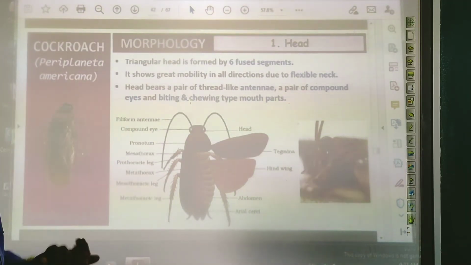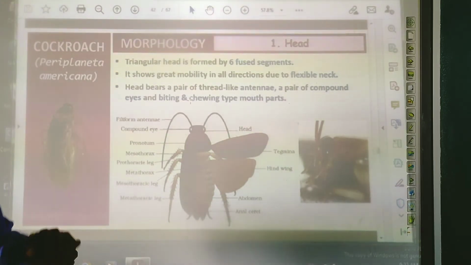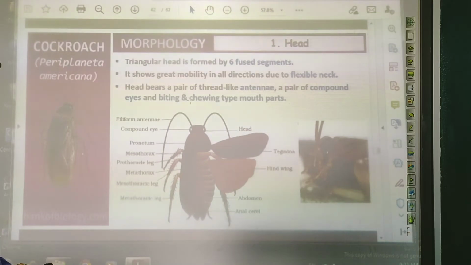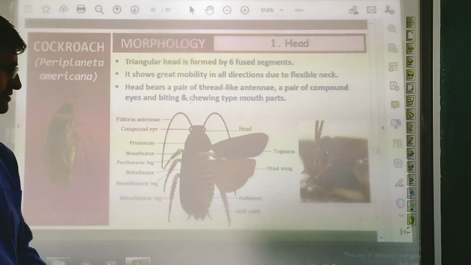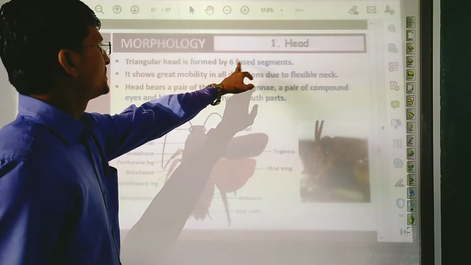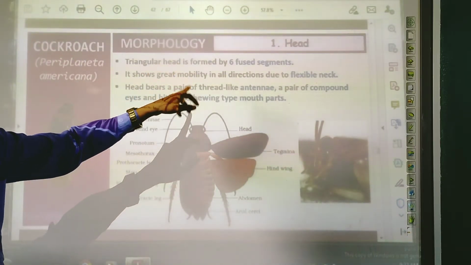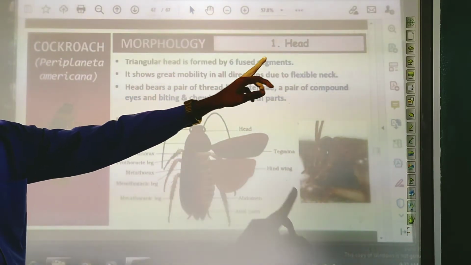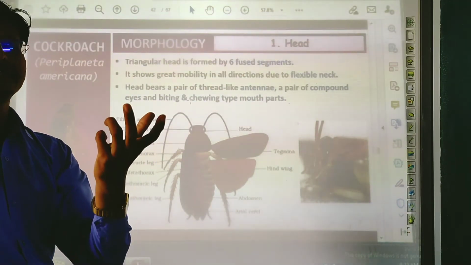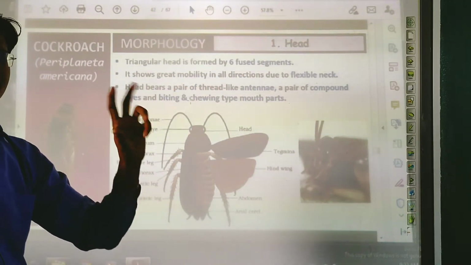So here first we'll start with the head. Generally, it is a triangular head formed by 6 fused segments. So they have 6 fused segments, and it shows great mobility in all directions due to a flexible neck. So it can rotate its neck also because it has a flexible neck.